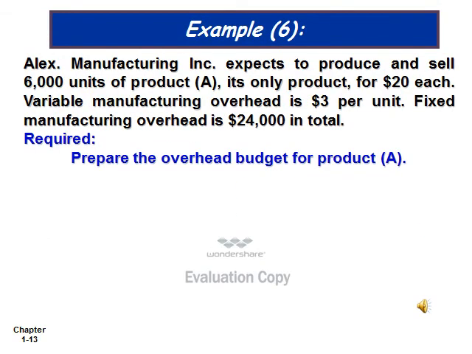Example 6. Alex Manufacturing Institution expects to produce and sell 6,000 units of product A, its only product, for $20 each. Variable manufacturing overhead is $3 per unit. Fixed manufacturing overhead is $24,000 in total required. Prepare the overhead budget for product A.